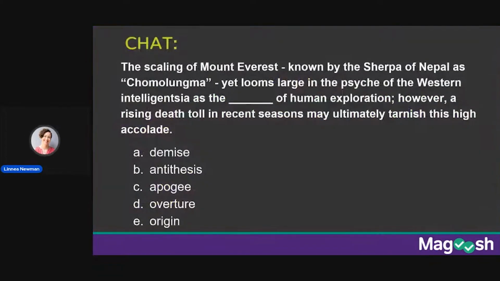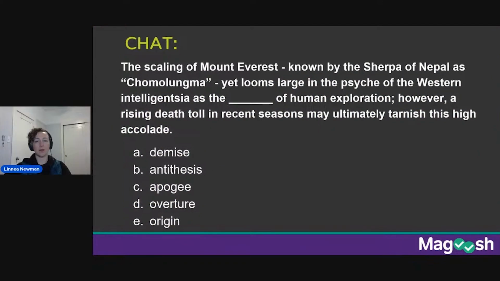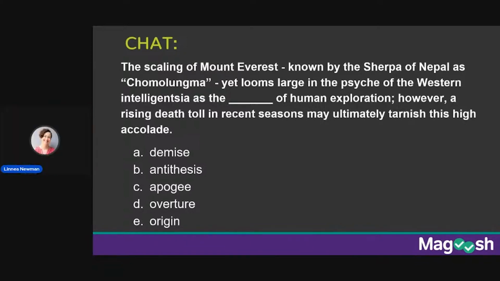So here is that all together. Remember the words we had from the last slide. Anything along the lines of greatest achievement or highest point, something like that. So those were our words that we were using to compare to these answer choices. If you went with apogee, you are 100% correct. Nicely done.